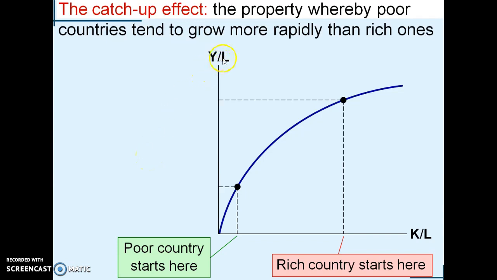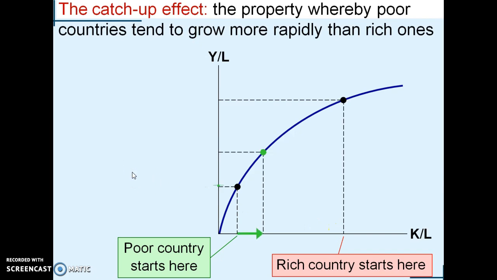So Y over L is the indicator of GDP over labor, which gives you your productivity. You're seeing that the poor country starts with a much lower productivity level. Capital over L is the availability of capital per worker, and the idea is that the poor country starts off capital poor, and the rich country starts off with a higher capital level.